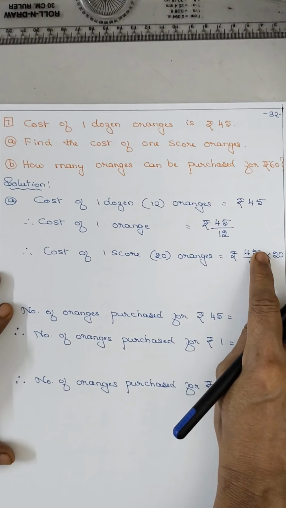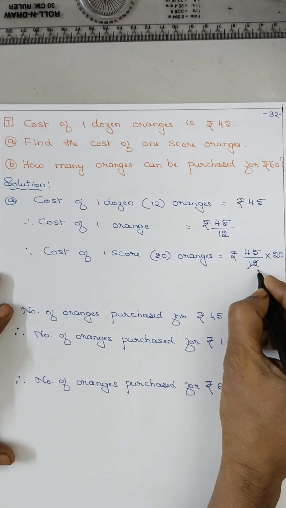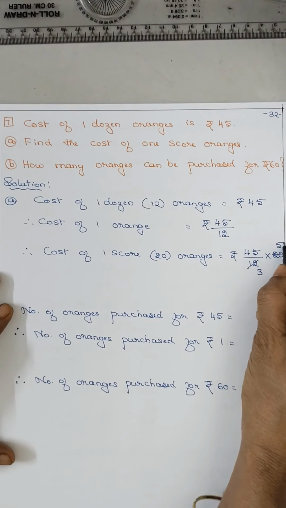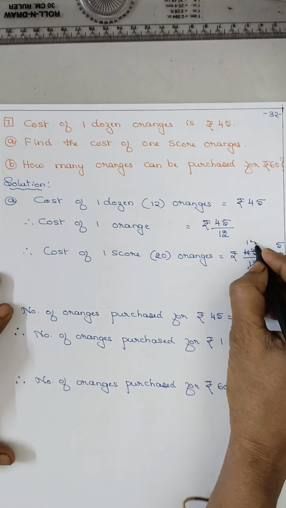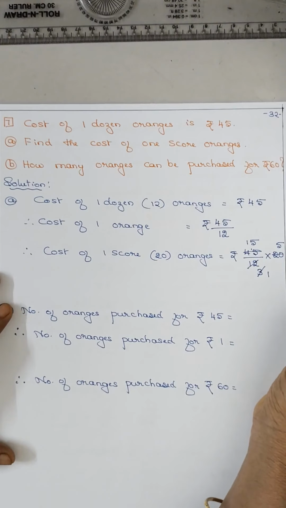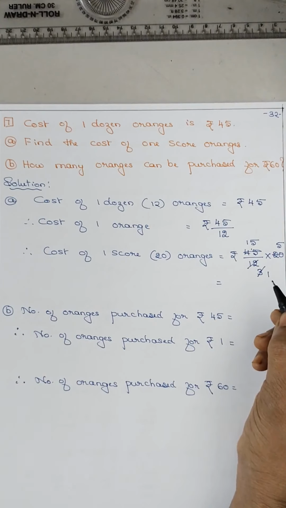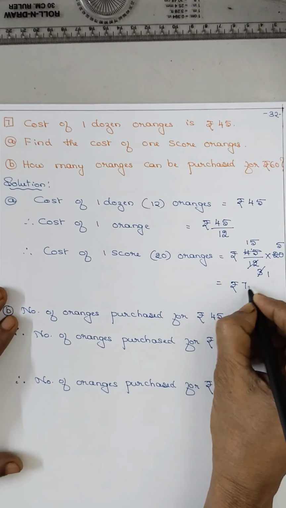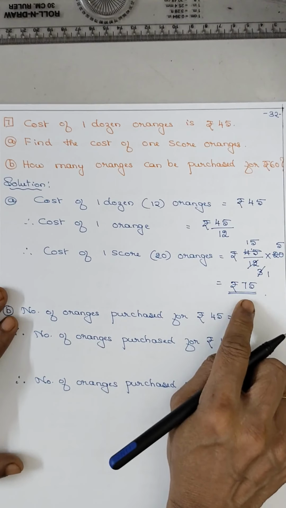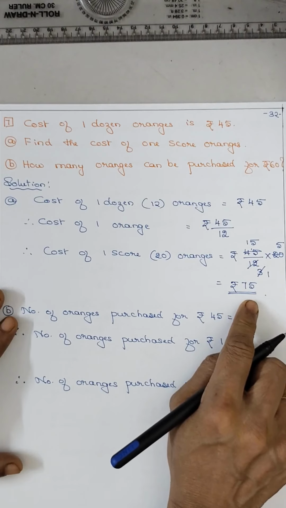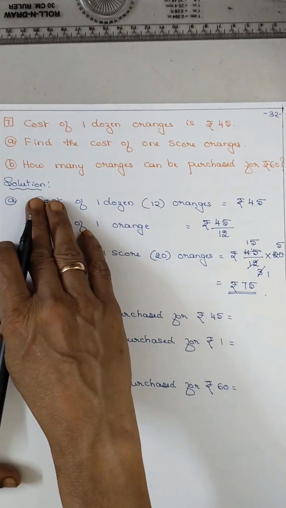So 12 and 45, 12 and 20 you can. 4 3s are 12. 4 5s are 20. 3 1s are 3, 1 remains. 3 5s are 15. So you got 15 5s are 75. So cost of 20 oranges, that is 1 score oranges, is rupees 75. First question over. Now the second question.